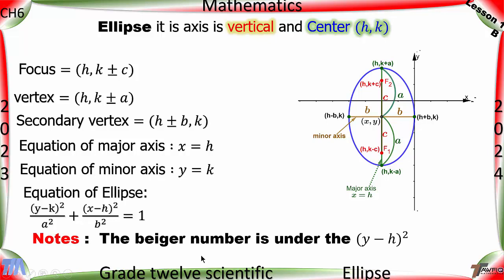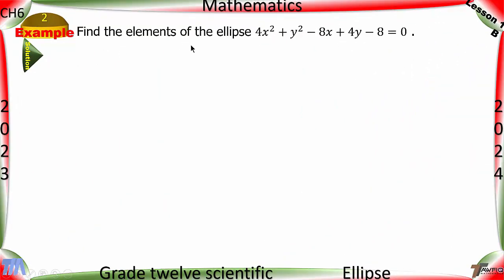And the bigger number is under the (y minus k) squared. Example 2. Find the elements of the ellipse 4x squared plus y squared minus 8x plus 4y minus 8 equals 0. First of all, we must arrange this equation by writing x squared with x and y squared with y, and taking the constant to the right side.